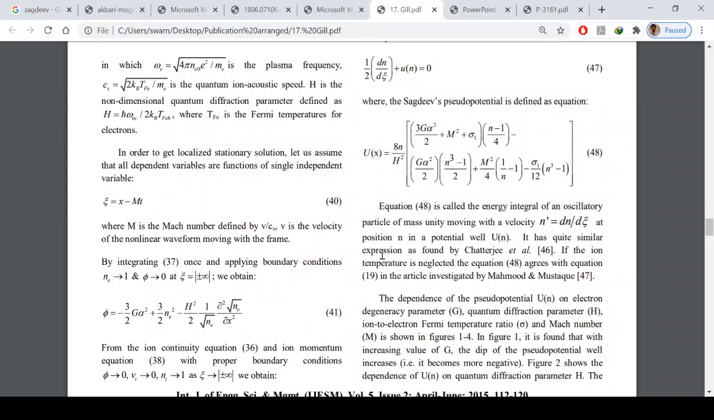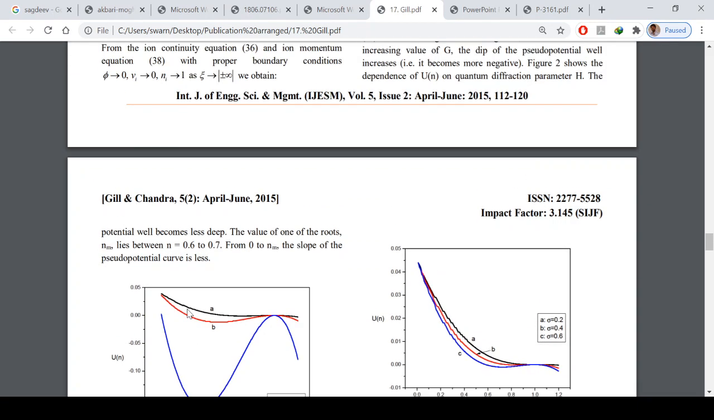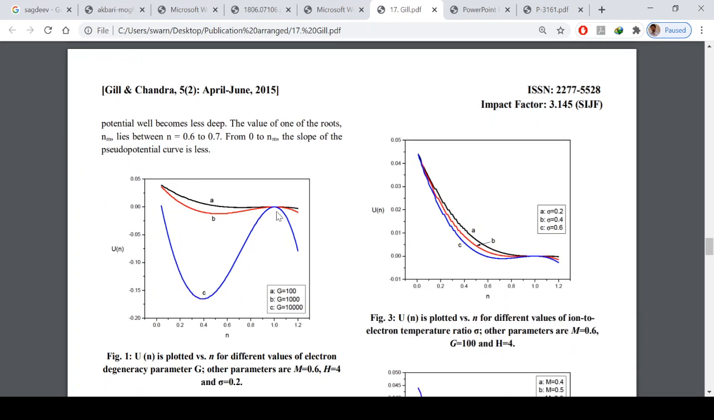So from this pseudo potential, if we plot it, we get this kind of plot. Suppose these are the two minima. So this is 0 and these are the two minima. If I put a line here, this means this is a potential well kind of structure. So there you will find solitary waves.